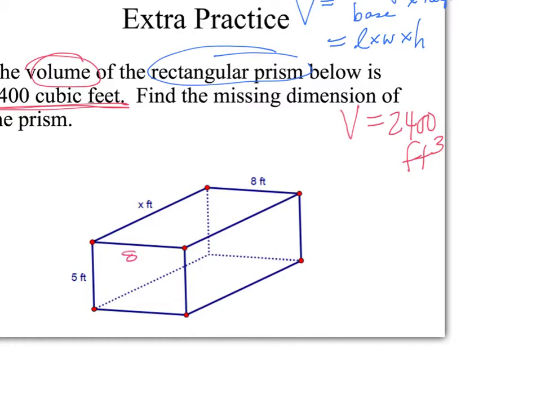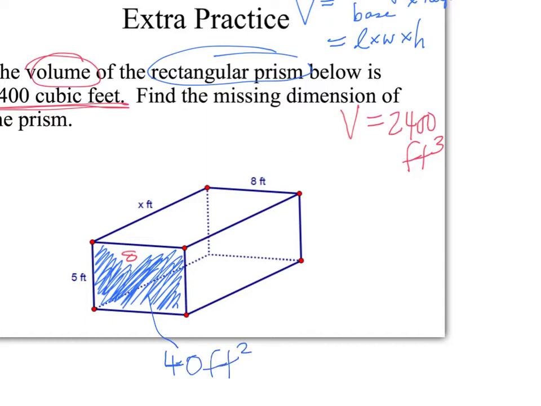This enables me to find the area of this rectangle here quite easily because the area of a rectangle is base times height. 8 times 5 will be the area of this blue shaded side. So I'll just go ahead and tell you 8 times 5 is 40 square feet. That's the area of this blue thing. And to get the volume of a prism, we said we should multiply the area of the base times the height. Well, what's the height? The height is right here. It is x. That's my height.